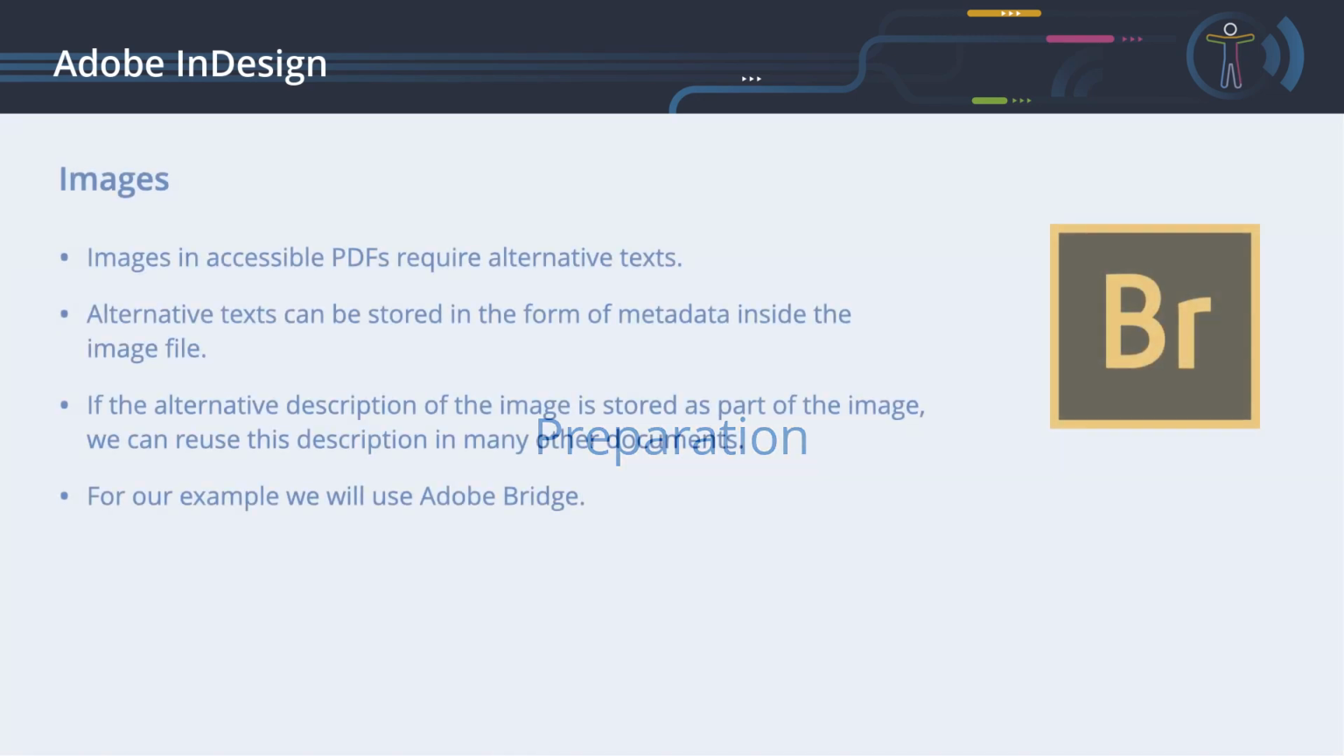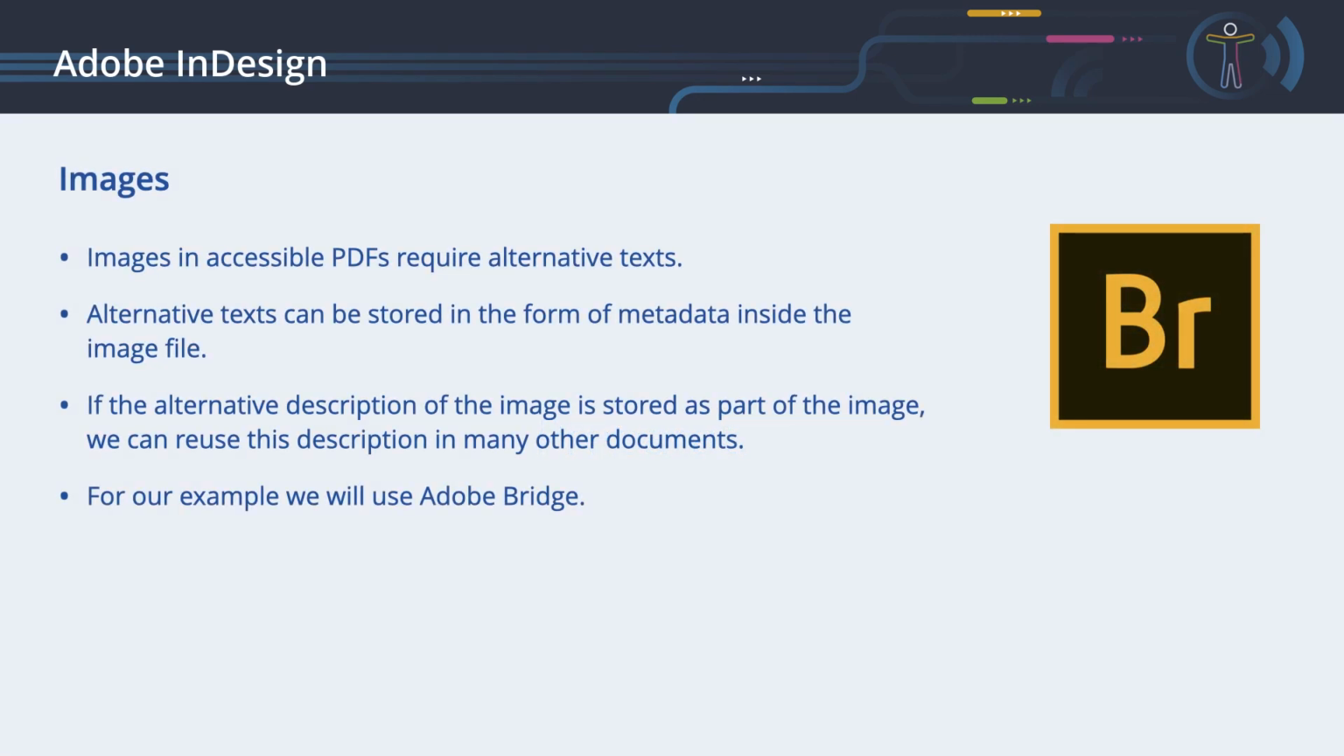Preparation. Before we start using InDesign itself, we need to think for a moment about the images that we want to include in our InDesign documents. Images in accessible PDFs require alternative texts. Alternative text can be stored in the form of metadata inside the image file. If the alternative description of the image is stored as part of the image, we can reuse this description in many other documents without retyping the alternative text. When we copy an image, its alternative description will be copied as part of the image file as well.